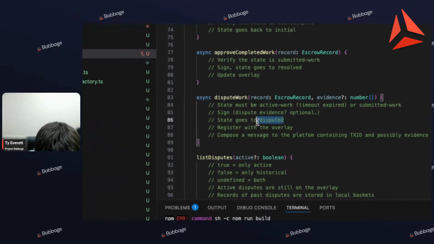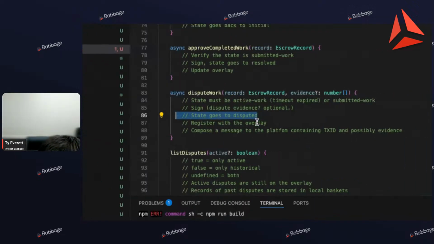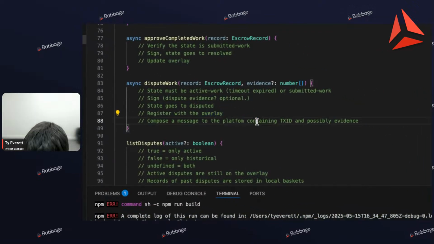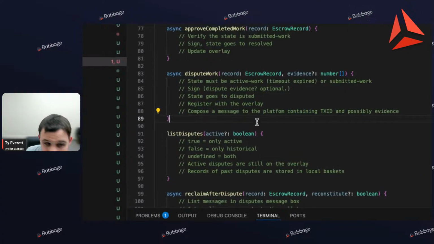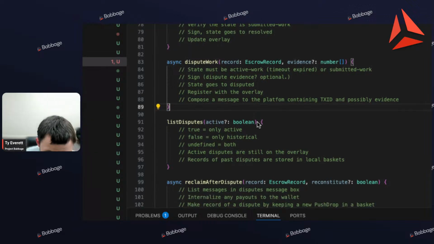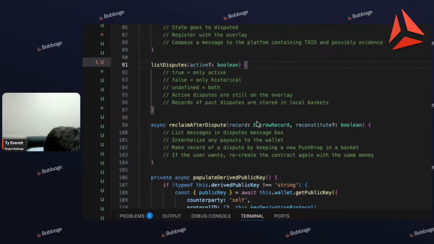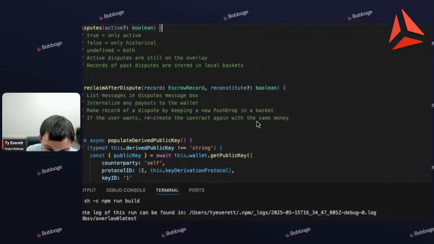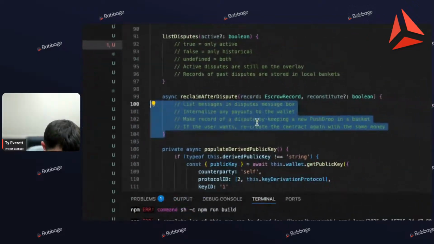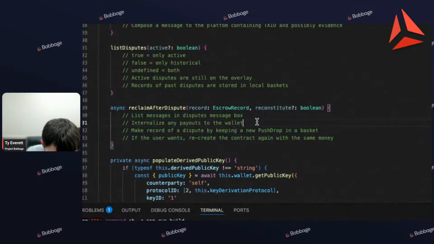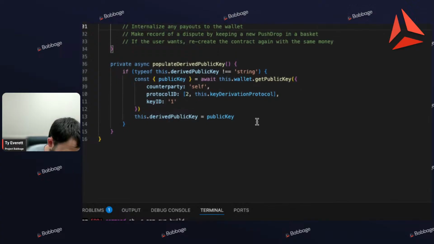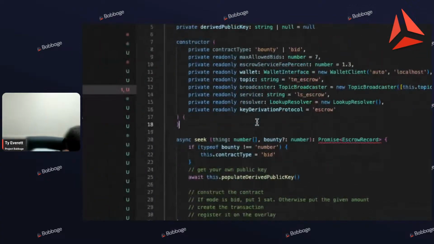That sets the contract state to disputed, goes on the overlay, and then we send a message to the platform letting them know, hey, somebody didn't do me right. I can see a list of all of the active or historical disputes I've been involved with. And if the platform sides with me, I can reclaim my money after successful dispute. That's what a seeker can do.